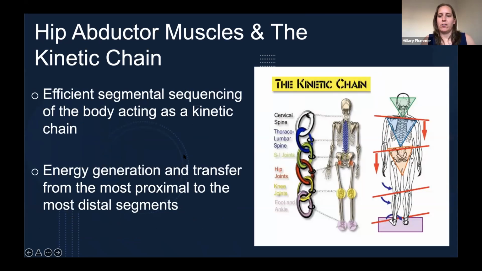So why are the hip abductors important? We talked a little bit about this at last year's meeting. The body functions as a kinetic chain. So as you see in the figure, you have a linked system. So if something's wrong at the foot, that it can have effects up the kinetic chain at the knee, the hips, the trunk, and then ultimately the upper extremity.